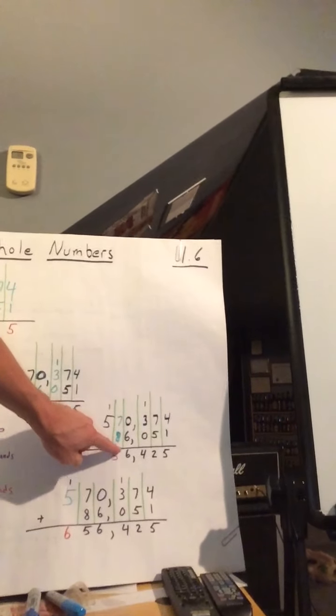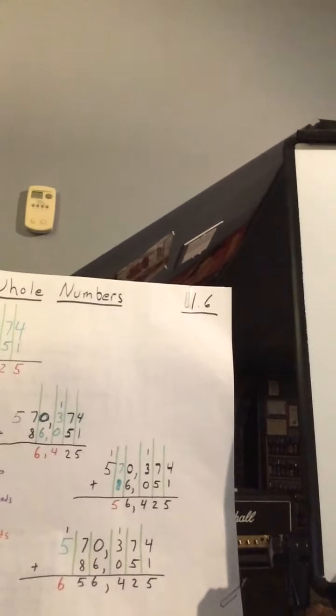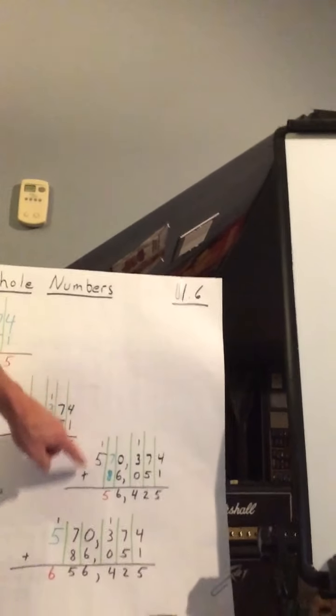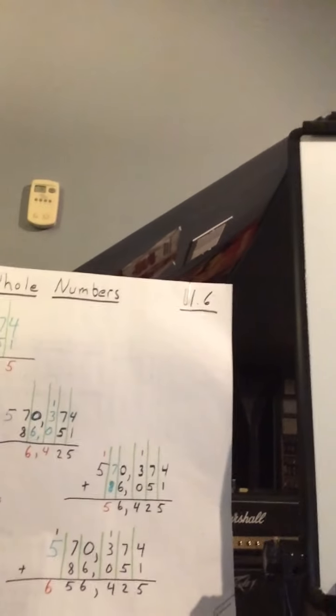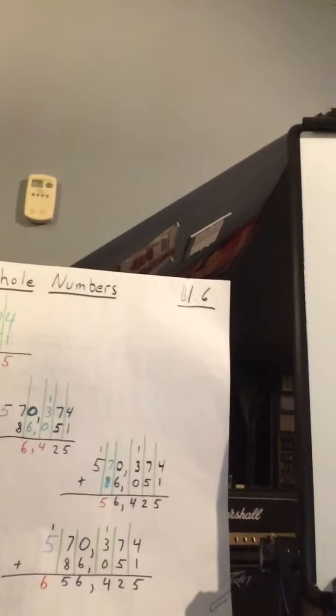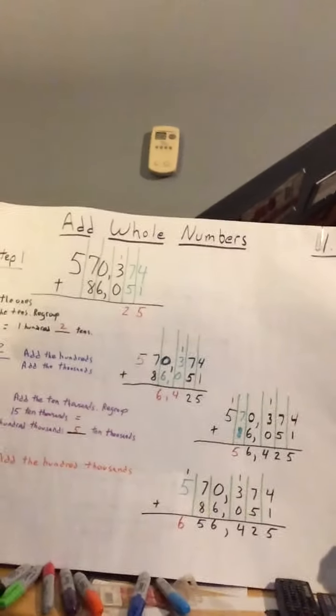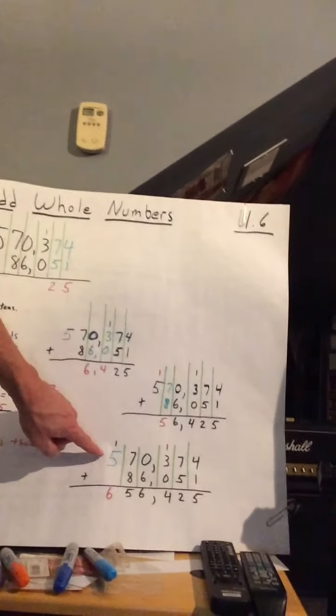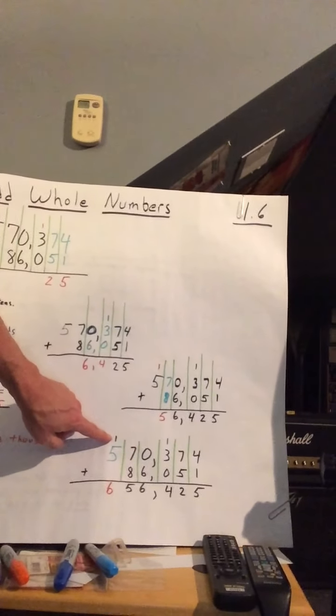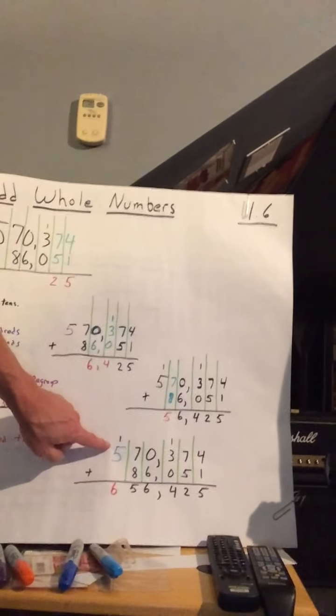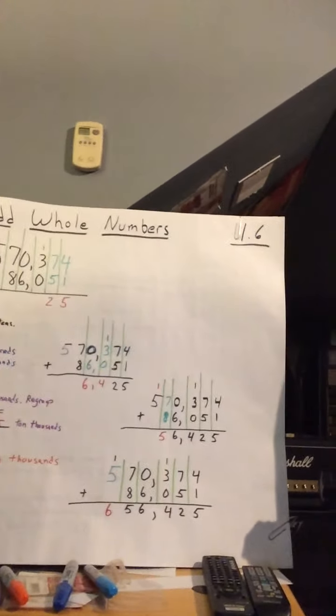We bring down the 5, we regroup the 1. Okay? Bring down your 5, regroup your 1. So basically 100,000s, 5 10,000s. Okay? Step 4, we're going to finally add the 100,000s. We go over here. We have our 1 that we regrouped. We have 5, add the 2, bring it down, and there is your final answer, 656,425.